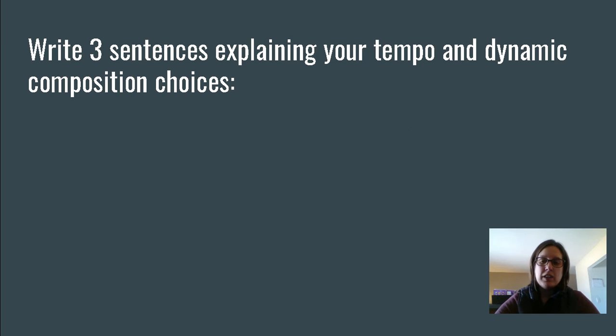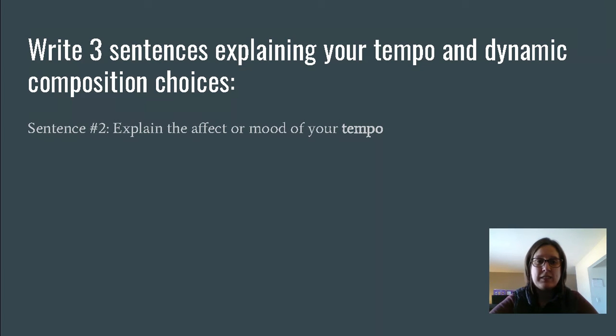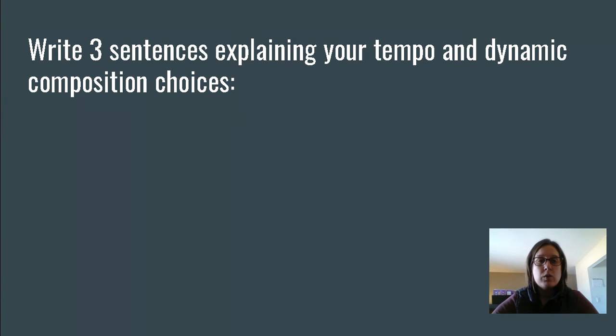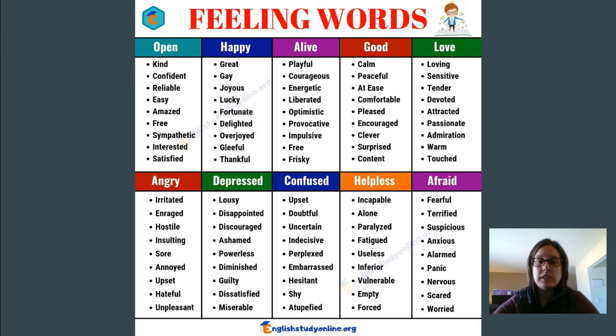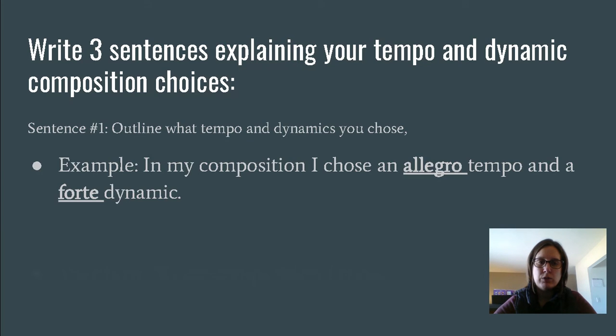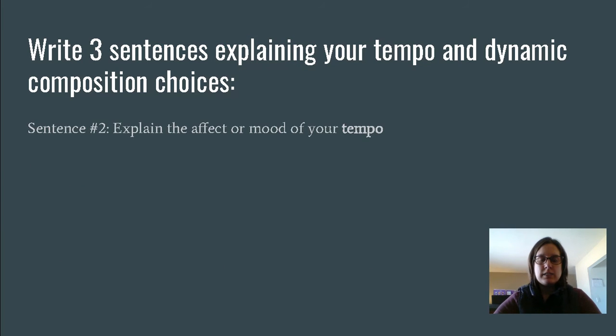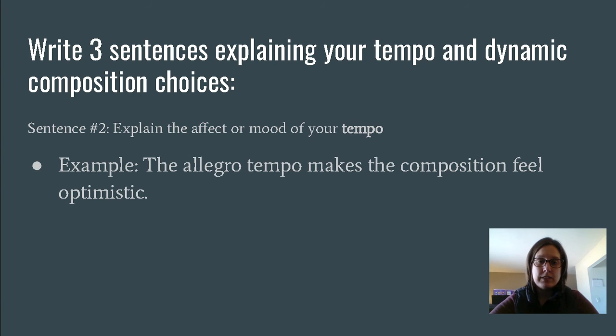Thank you. The purpose of our next sentence is to explain the affect or mood of your tempo. And remember, we're looking for these feeling words, which are going to be in your PowerPoint that's attached to this. So I wanted to have that optimistic feeling, which is why I chose an allegro tempo. So for my second sentence, I'm going to say the allegro tempo makes the composition feel optimistic. Again, I talked about the tempo with that academic language, and I chose a musical affect word for optimistic.